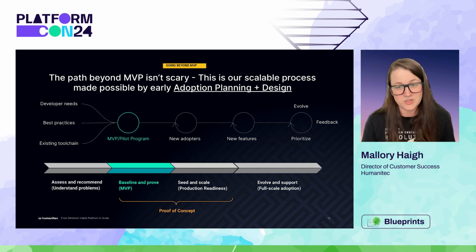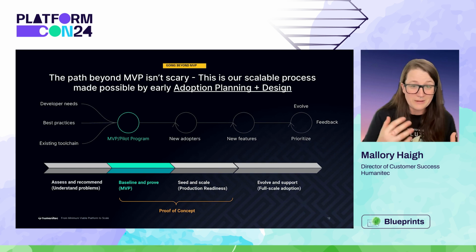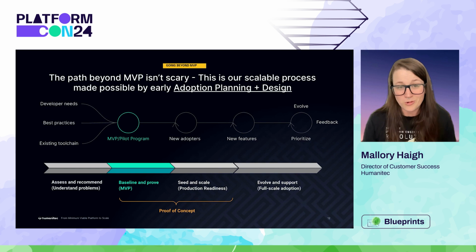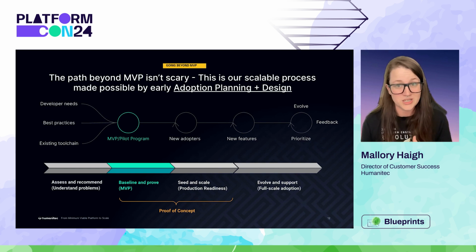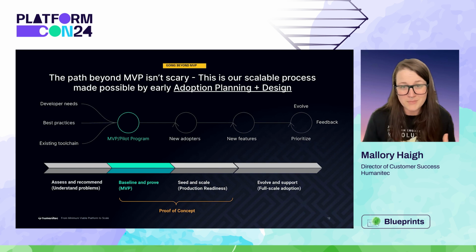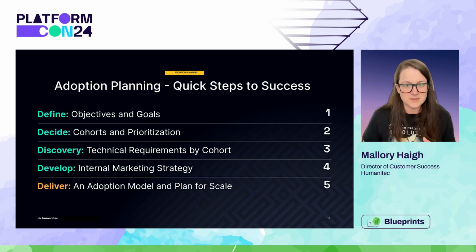As you get new adopters along the way and you get new features, you have to think about the feedback you're getting, prioritize what you're doing, and evolve the platform based on that. And that's really full-scale adoption. So try to think of it this way and make your life easier. If you remember that it's always cyclical, that it's always repeating, you're going to be in a much better space. And remember that a proof of concept is an MVP plus production readiness, which is a really important way to think about things. Adoption planning has 5 quick steps to success that I will leave you with today to think about as you're designing your MVP.